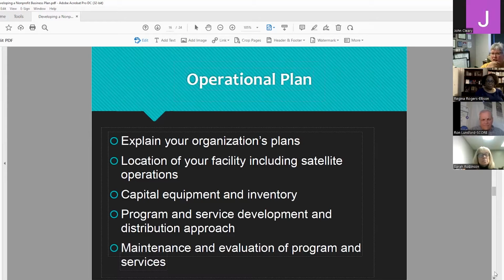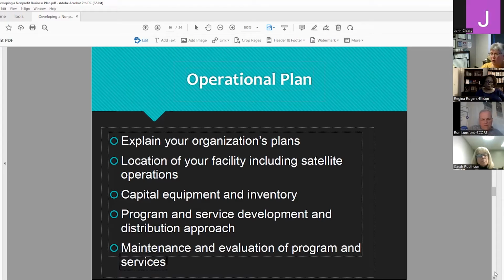So your operational plan, you're going to write about that, and it's going to have everything about how you operate your organization. So you're going to need to talk about where you are going to be located. Some of you might initially be offering services or officing out of your home. Some might need a building, some might be partnering with a church, maybe a community center, but you need to have an idea of where you're going to offer those services. And then what kind of inventory do you need? What kind of equipment do you need?